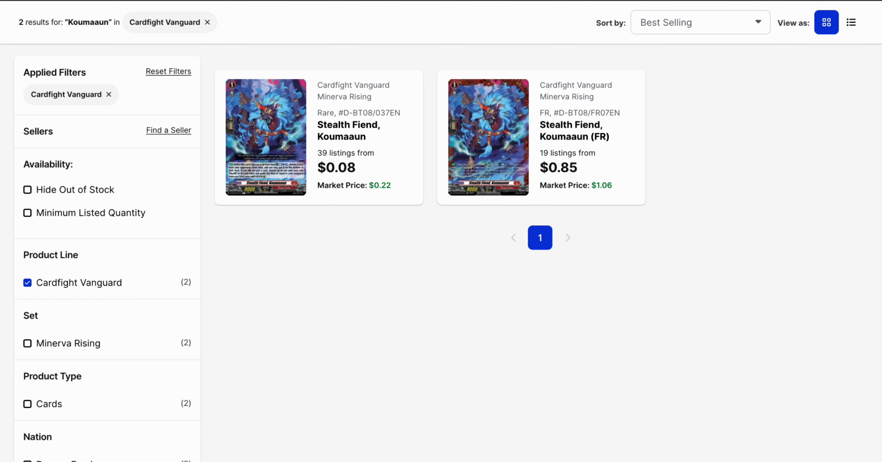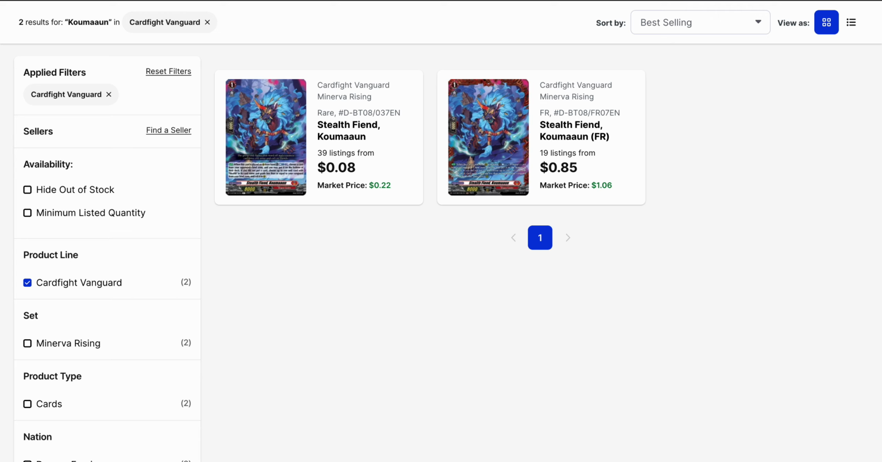There have also been some new announcements and mechanics for Bind for a lot of other decks, particularly Dark States. But we could see some more spikes in some Dragon Empire support for Shodo Doji, like Stealth Fiend Koman, which I just want to point out. This one is currently 8 cents base for its rare, 22 cents market price, and the FR is around $1 for its market price, while the base listing's 85 cents.